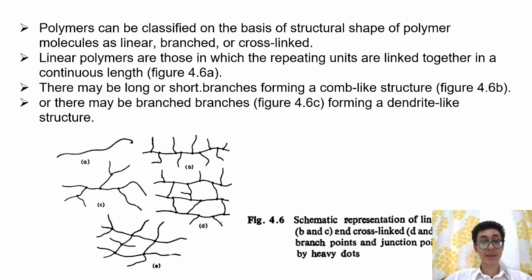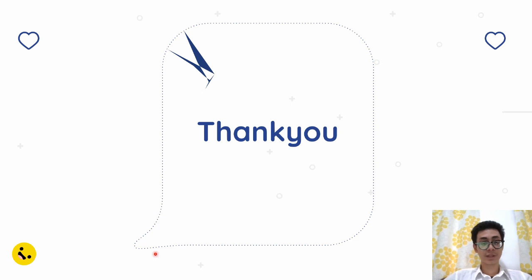Next, structural shape of polymer molecules. Polymers can be classified on the basis of structural shape of the polymer molecule as linear, branched, and cross-linked. Linear polymers are those in which the repeating units are linked together in a continuous length, like figure 4.6a. This figure. There may be a long or short branch forming a comb-like structure like figure 4.6b, like this one. Or there may be branches like figure 4.6c, forming a dendrite-like structure.